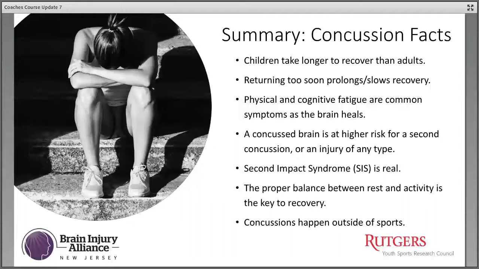One of the most important things that we are now aware of is the second impact syndrome, or SIS. We know it's quite rare, but it's also quite real. And one of the best reasons to do everything we can to prevent concussions and manage them properly is to prevent the occurrence of second impact syndrome. The proper balance between rest and activity is the key to recovery.